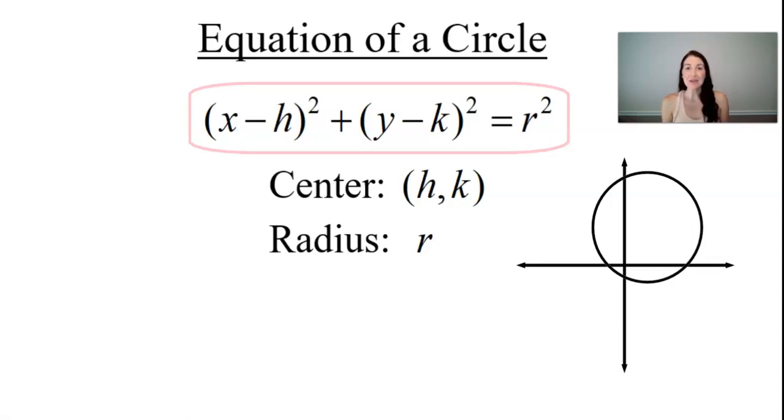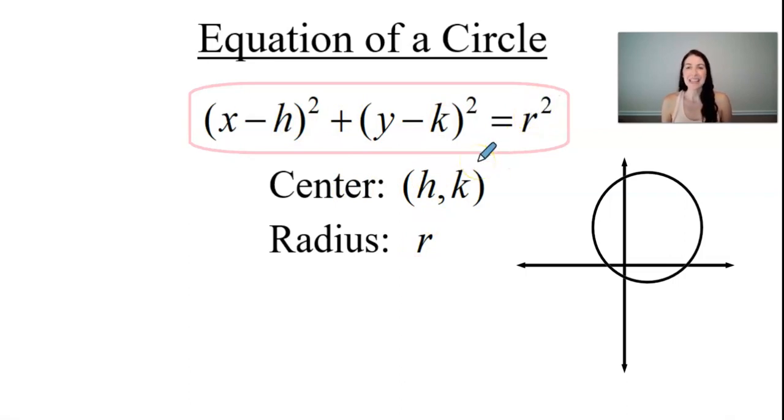And the equation of a circle is (x − h)² + (y − k)² = r². Now you may think, well, what do all these letters mean? Well, the center is located at the ordered pair (h, k) and the radius is r.